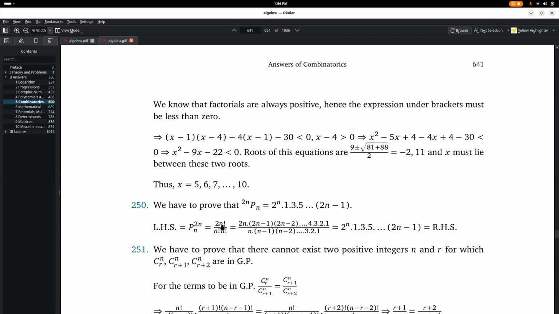Okay, 2nPn is 2n factorial by n factorial. This is the formula for nCr, not for nPr. And once we have that, we have this. n will cancel 2n, n minus 1 will cancel 2n minus 2, 3 will cancel 6 and leave 2, 2 will cancel 4 and leave 2, 1 will cancel, leave 2, divide 2 and leave 1. So the odd terms won't cancel, but the even terms will all leave a factor of 2. So 2 to the power n into 1 into 3 into 5 through 2n minus 1 will be the right hand side. Sorry about my confusion and this typing mistake.